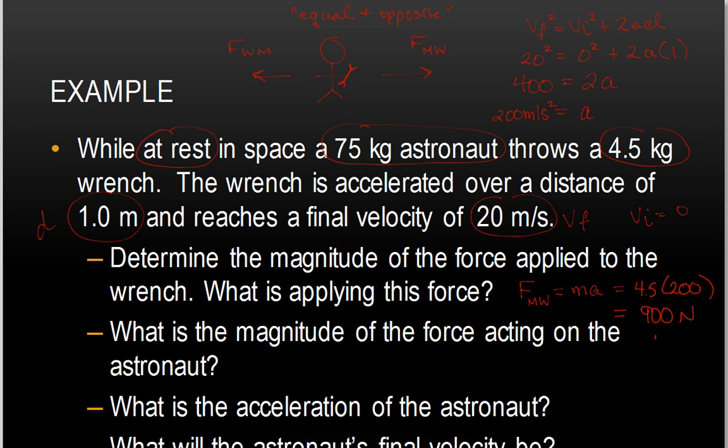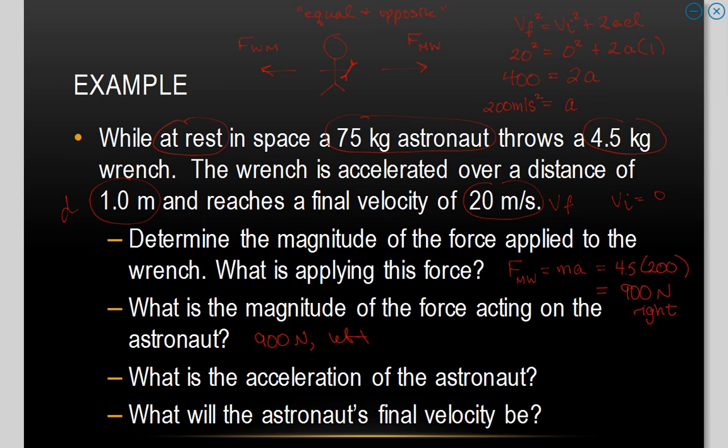In my picture, it's to the right. So if it's 900 newtons being applied to the wrench, what's the force being applied to the astronaut? Good, 900 newtons left. Because it has to be equal and opposite. Now here's the key understanding. Will the acceleration of the astronaut be the same? Because he has a different mass.